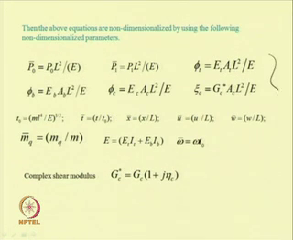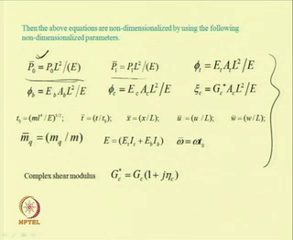Now one can use these non-dimensional parameters. For example, this is the static loading, P 0 bar equal to P 0 L square by E, where E equal to E t I t plus E b I b. Here E t is the Young's modulus of the top layer, I t is the moment of inertia of the top layer, E b is the Young's modulus of the bottom layer, and I b is the moment of inertia of the bottom layer. So, this gives the non-dimensional static load factor. Similarly, P 1 bar will be P 1 L square by E, where E is already described. This is the non-dimensional dynamic load factor.